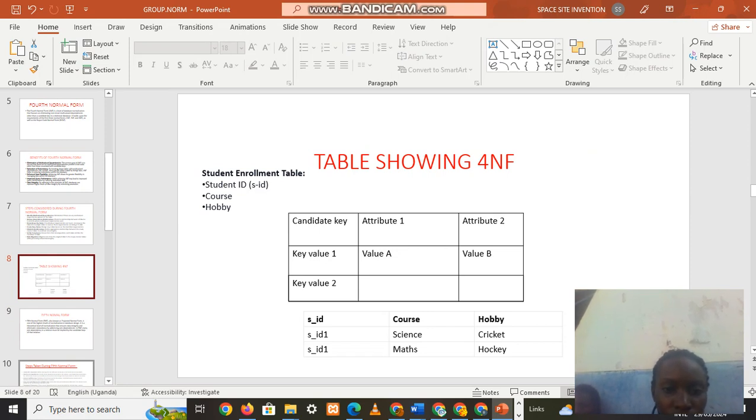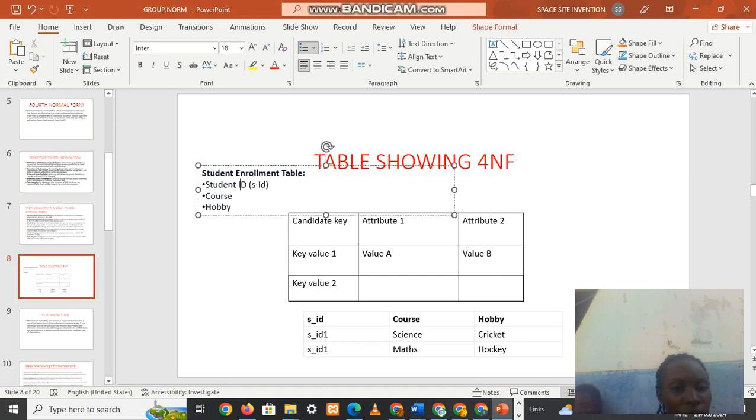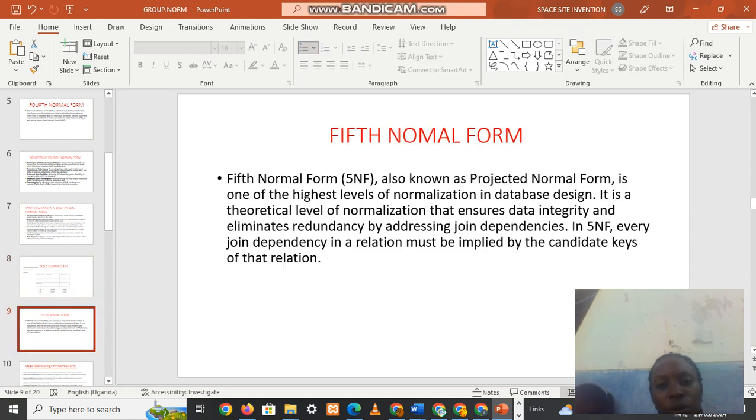This is the table to show fourth normal form. We have 3 columns. We have a candidate key, attribute 1 and attribute 2. We have key value 1, key value 2, value A and B. So this table includes the student enrollment. It is a student enrollment table. There is a student ID, the course, and hobby. So let's move to fifth normal form.